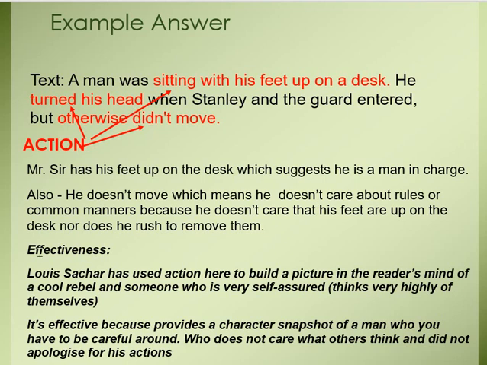And so that's a description of what I think this says about the character, Mr. Sir, and the effectiveness. I think he used the actions here to build up a picture in the person's mind of someone who thinks he's a bit cool, someone who's very self-assured and thinks highly of themselves. I do think it's effective because it provides a character snapshot of a man who you probably have to be a bit careful around, who doesn't care what others think and doesn't apologise for his actions and probably does what he wants, which I haven't got there.